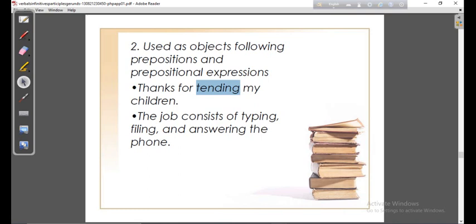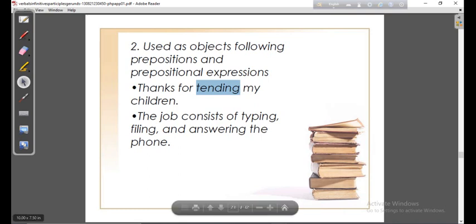Very often we say that after a preposition the verb takes the ing form. What's the reason? It's not the main case. The main case is that after a preposition there will be a noun. So if it is a verb, make it a noun by adding ing with it.